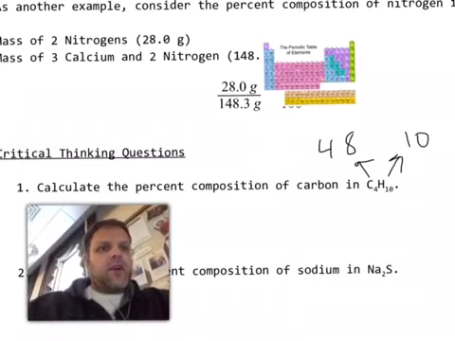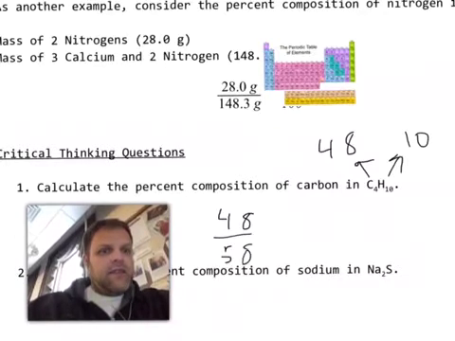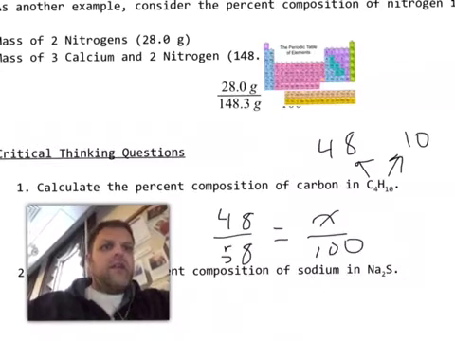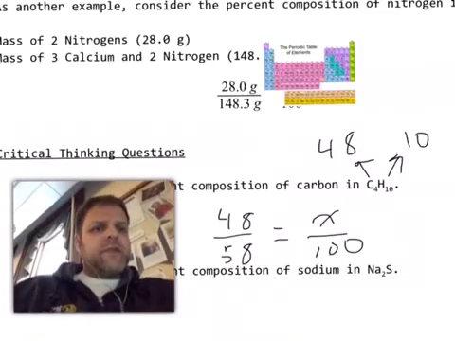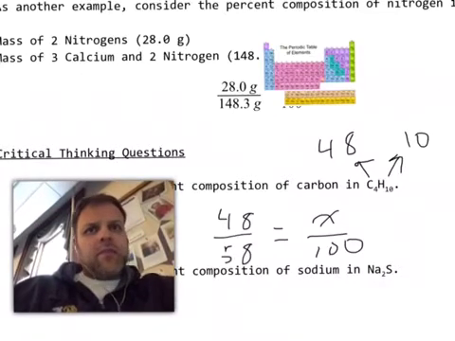So the percent of carbon will be 48 out of 58 is equal to X out of 100. And I can go ahead and solve that. Okay, and then you just cross multiply to solve that one. Let's take a look at the second problem here.